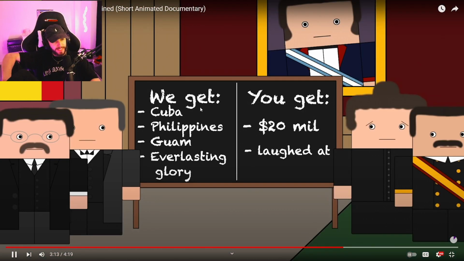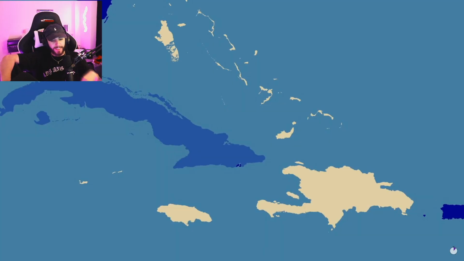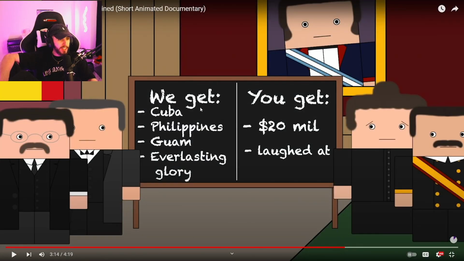A peace treaty was signed in which Spain lost Guam, the Philippines, and Puerto Rico to the United States. Cuba became a U.S. Wait, what did that say? We get Cuba, Philippines, Guam, right?